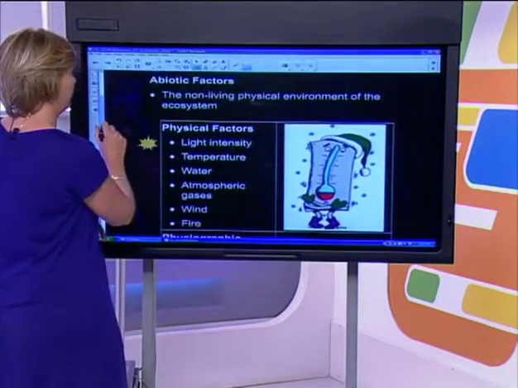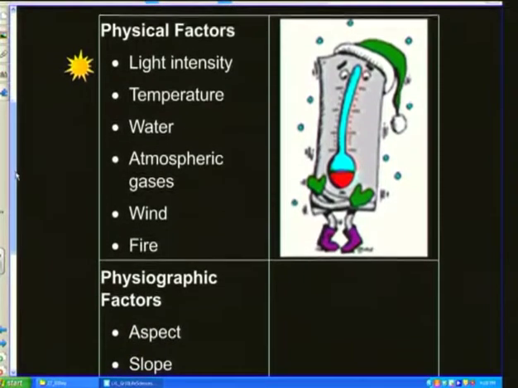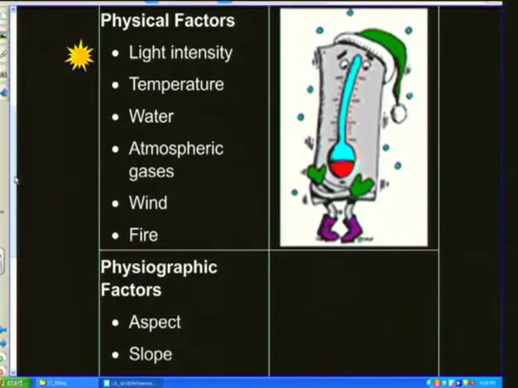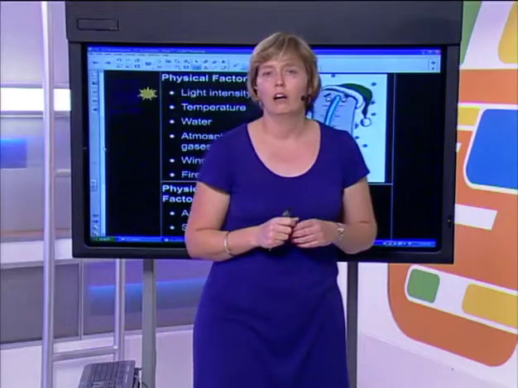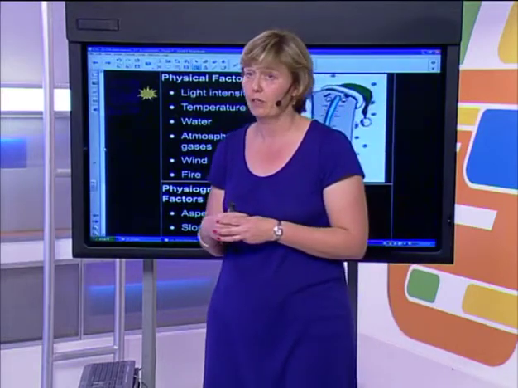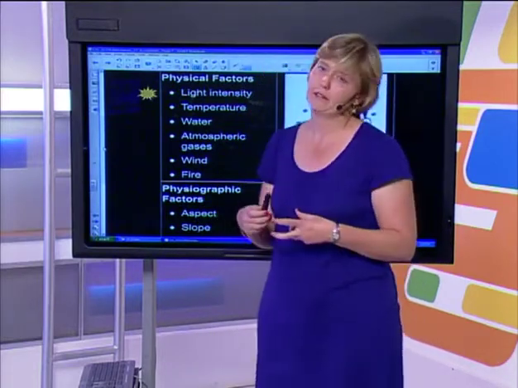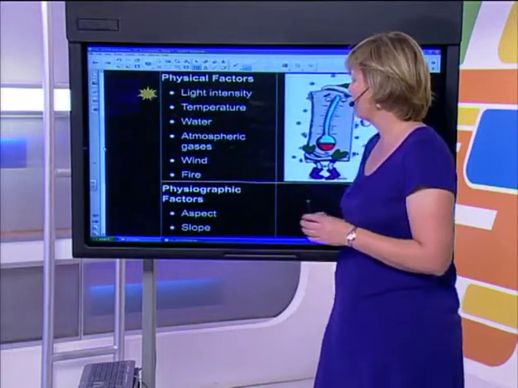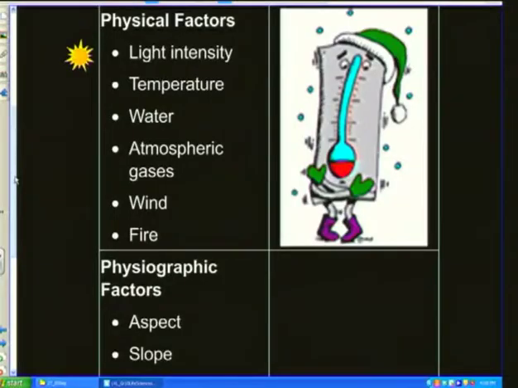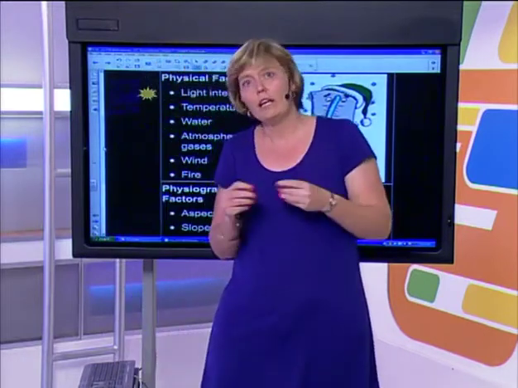So let's get specific. What are our different abiotic factors? We'll start with physical factors. Our physical factors are things like light intensity, temperature, water, atmospheric gases, wind, and fire. Now, what do they mean? Light intensity should be pretty straightforward. It's how bright the light is. How bright is the sunshine? Is the little plant growing in a shady area, or is it growing in full sunlight?